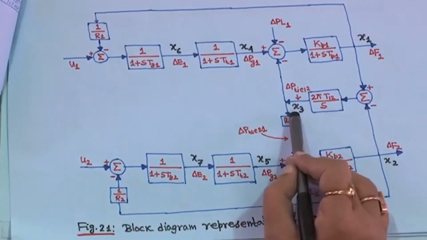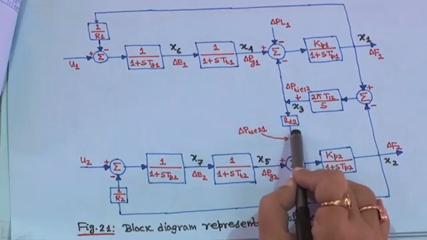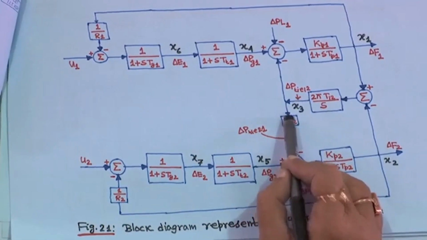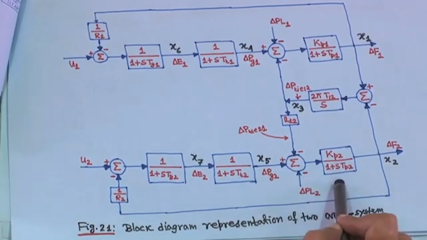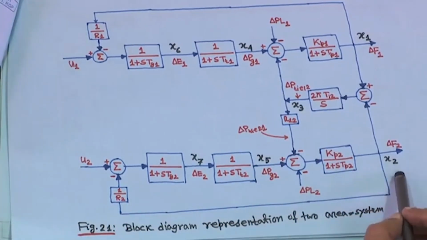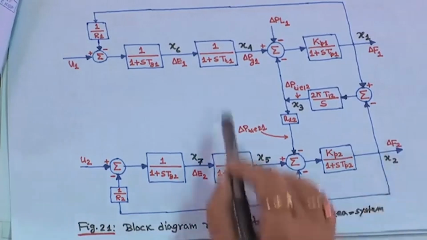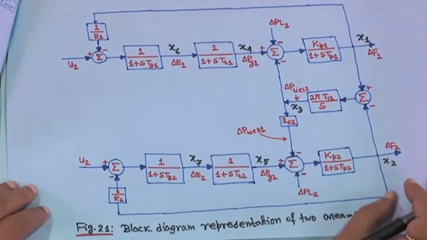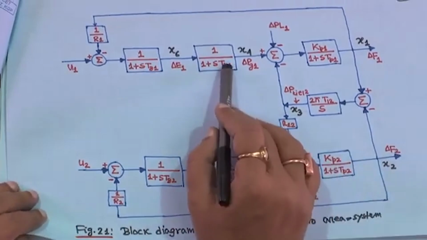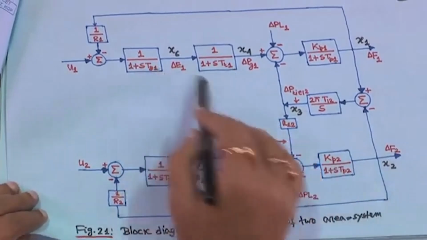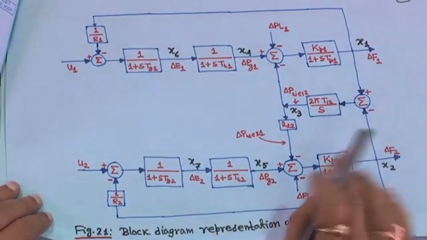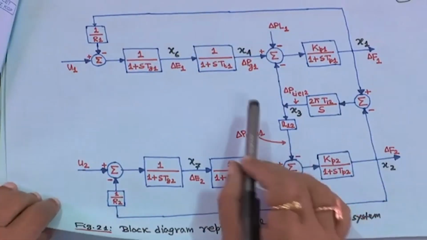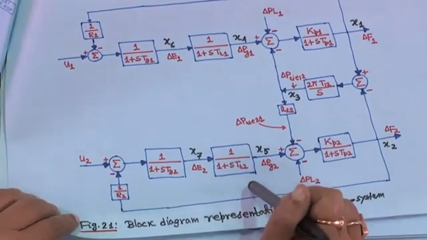So, this is delta P tie 12, but delta P tie 21 is equal to A12 delta P tie 12. So it is minus, so delta Pg2 minus delta, and this is Kp2 upon 1 plus S Tp2, and this is your delta F2. So, this is a two-area interconnected system block diagram, assuming that in each area there is one unit. If you have more units, like composite modeling, then you have to put in many more, but for classroom purposes I think this is okay.